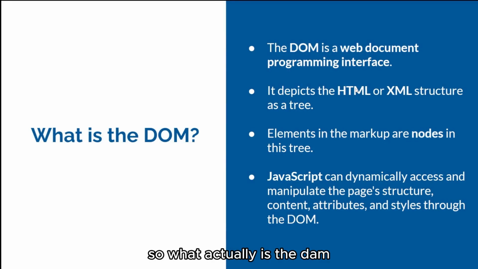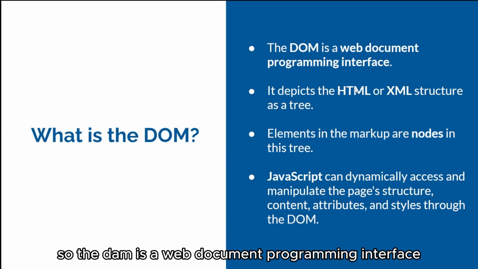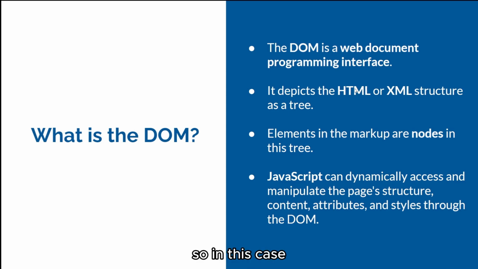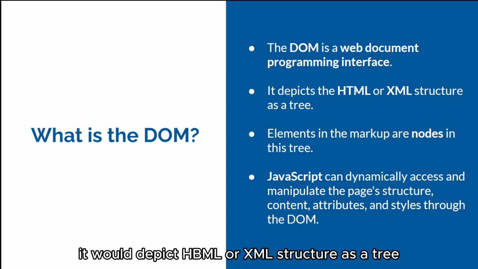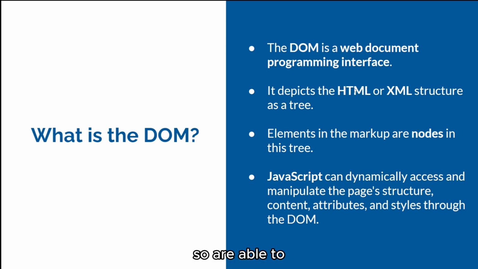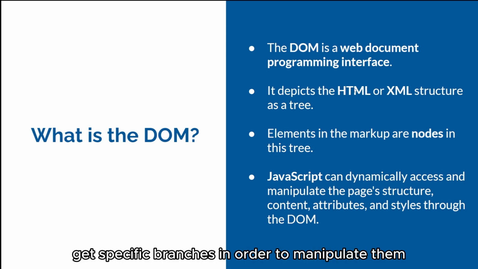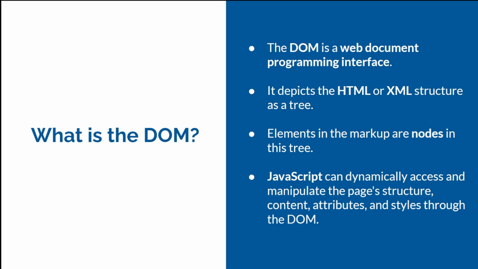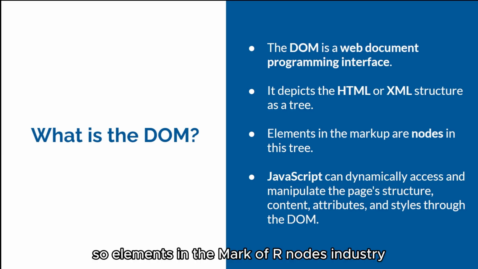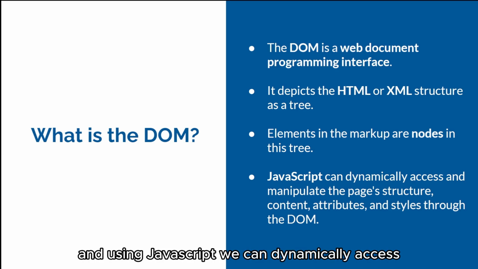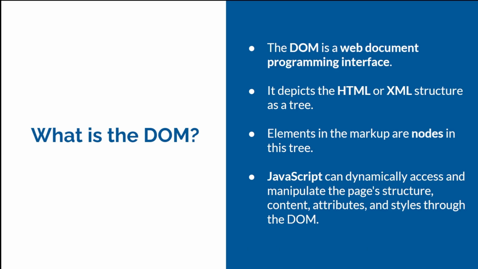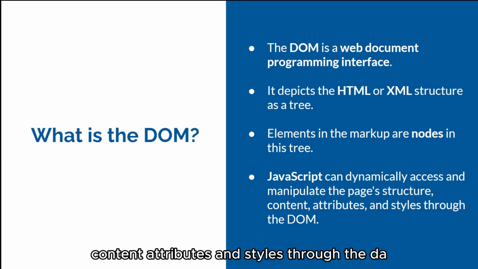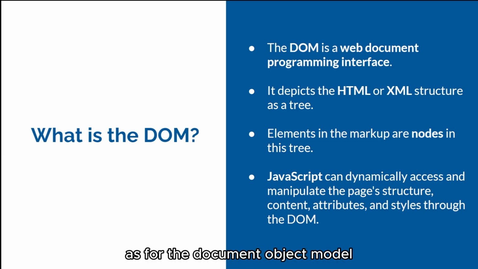So what actually is the DOM? The DOM is a web document programming interface. In this case, it depicts the HTML or XML structure as a tree, so we're able to get specific branches in order to manipulate them and change the way they look or the way they behave. Elements in the markup are nodes in this tree. And using JavaScript, we can dynamically access and manipulate the page's structure, content, attributes, and styles through the DOM. The DOM stands for the Document Object Model.